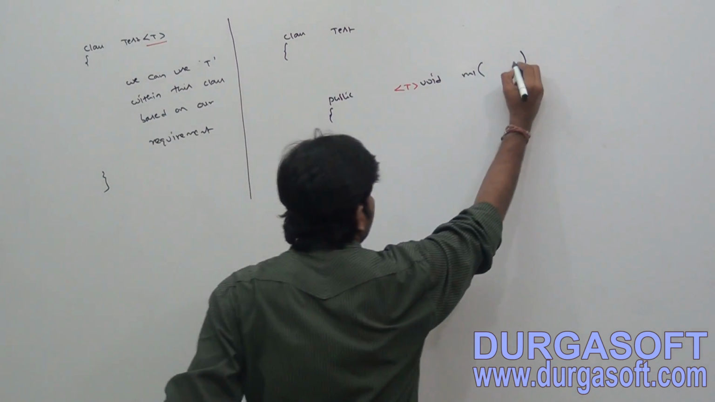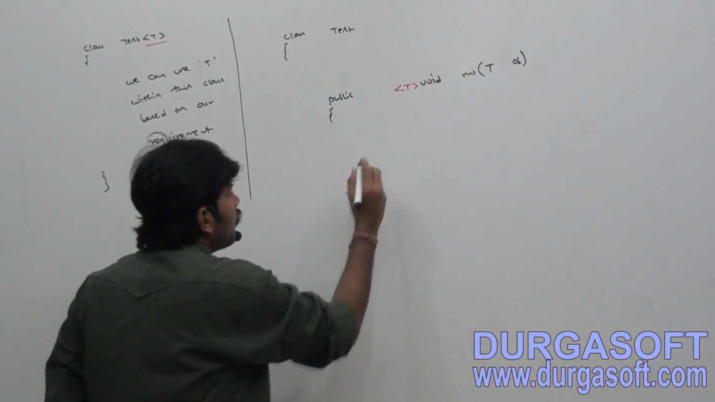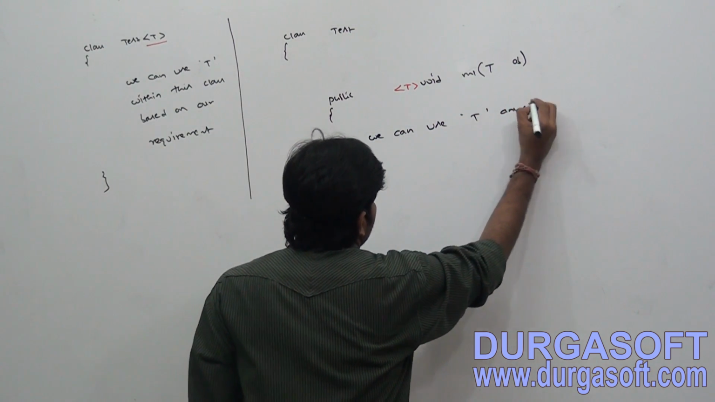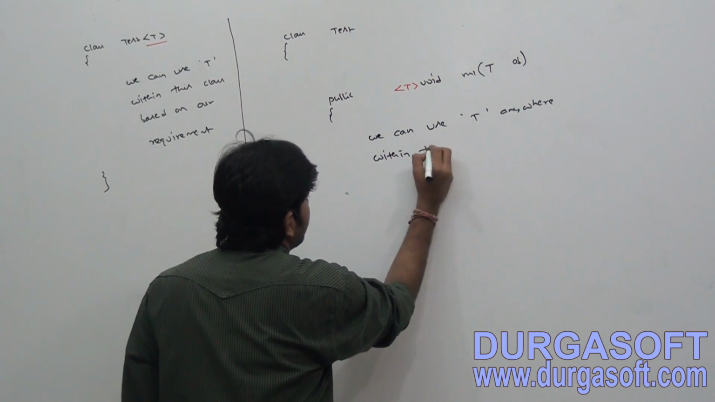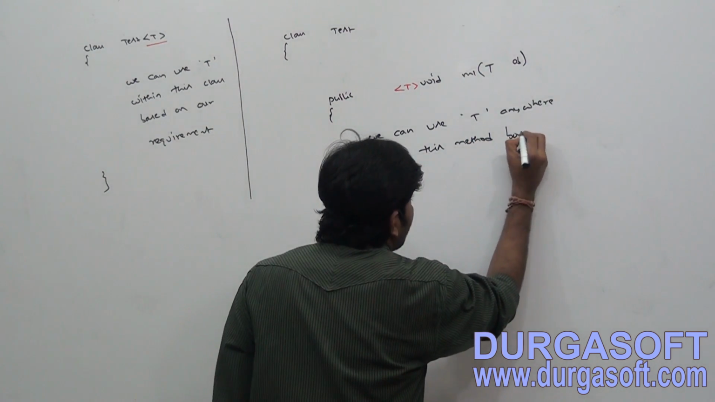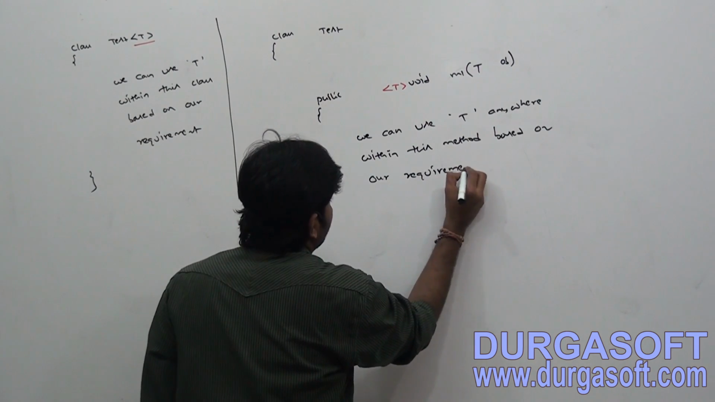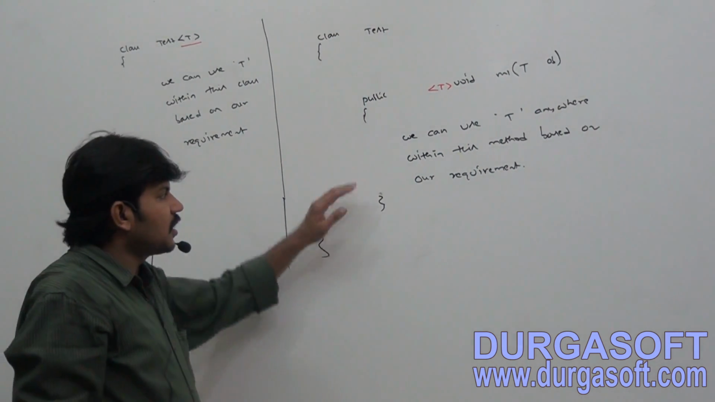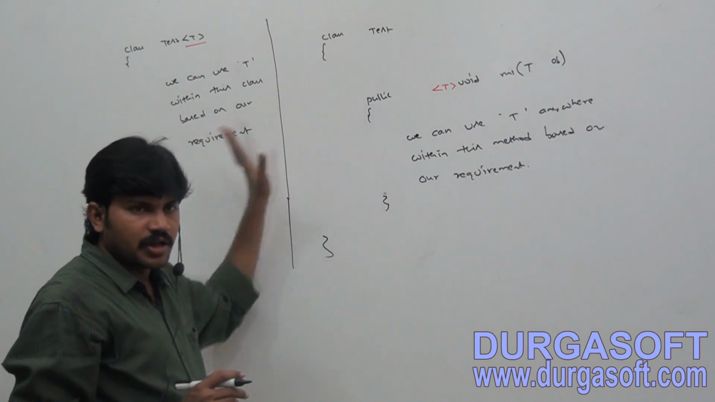Sir, I am taking an OB of T type argument, a local variable. We can use T anywhere within this method based on our requirement. Are you able to understand the difference?